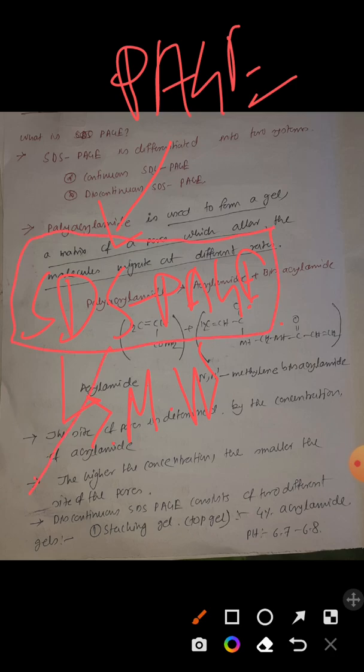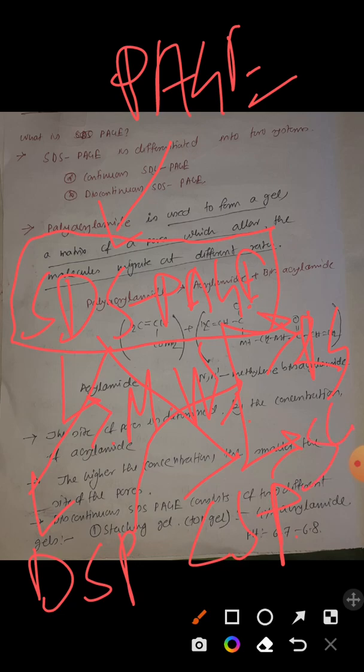This SDS-PAGE in turn is divided into two parts. One is discontinuous SDS-PAGE, another is continuous SDS-PAGE. Remember one thing, in discontinuous SDS-PAGE there will be two different types of polyacrylamide gel. One is the resolving gel, another is the stacking gel. We will come to this topic. And continuous SDS-PAGE consists of only one kind of polyacrylamide gel.